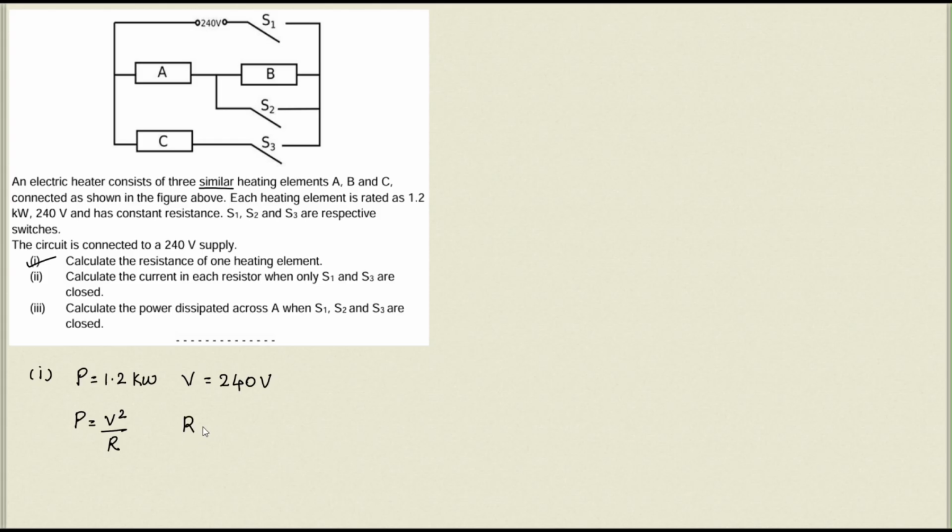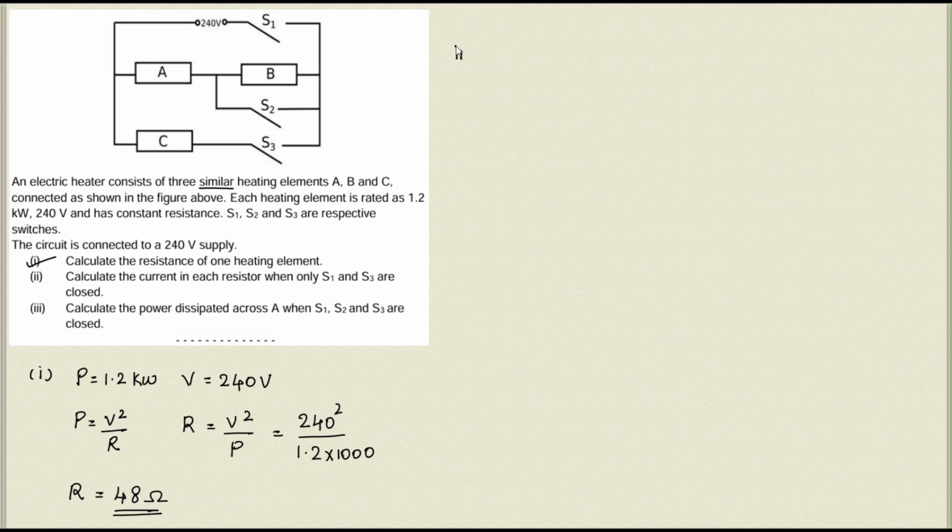So R is equal to V square by P and V is already given, that is 240 square and P is 1.2 kilowatt. You can convert that into watt by multiplying with 1000. Once you solve it, you will be getting the resistance as 48 ohm and this calculation part is very easy. You can do it by yourself. So that's about the first part of the question. Now, this is the resistance of all the elements A, B and C. All of them have 48 ohm of resistance.